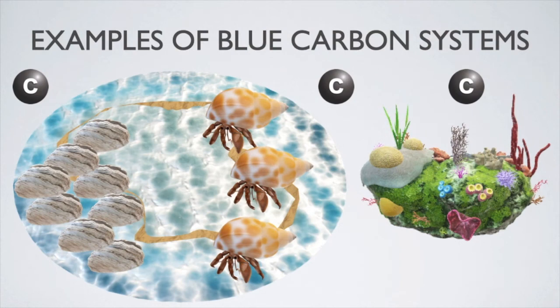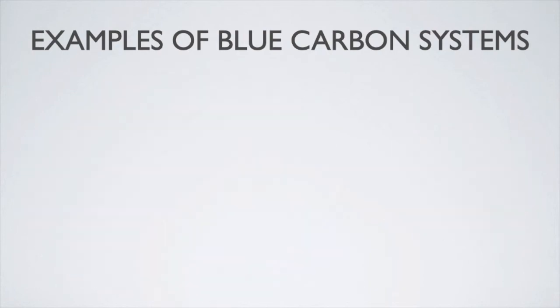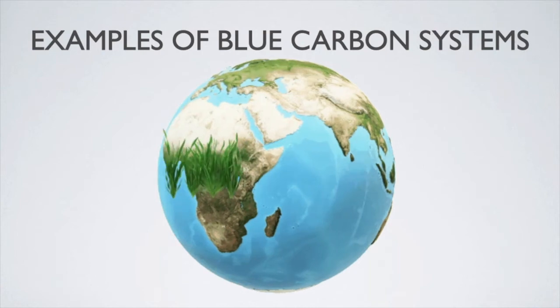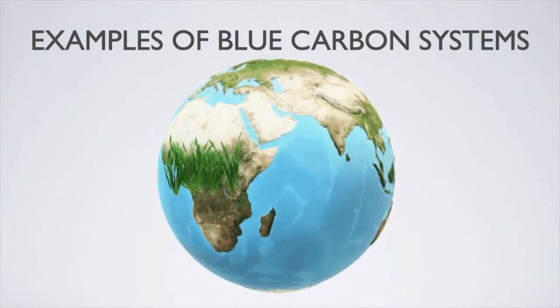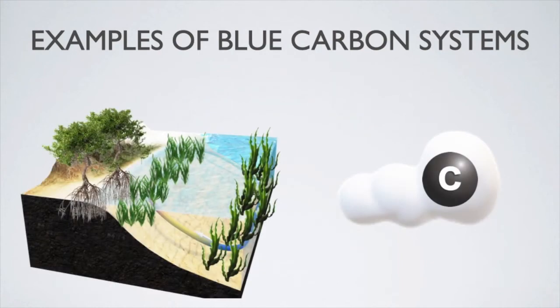Likewise, shellfish colonies like oysters as well as coral reefs use carbon to build their shells and bodies. The same types of ecosystems can vary in how much carbon they hold in different parts of the world. For example, a seagrass meadow near Nigeria may store different amounts of carbon than a seagrass meadow near Mexico. Now that we can name a few blue carbon systems, let's find out how carbon is stored within them.